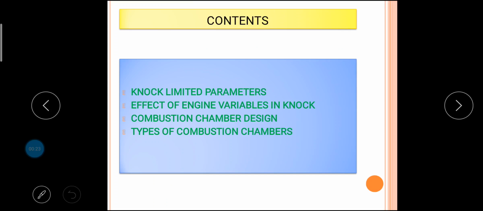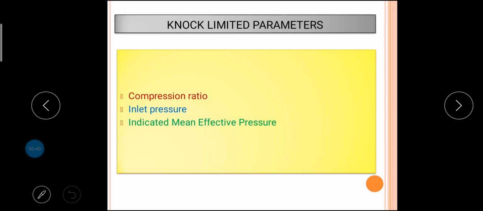These are the main contents: NOC limited parameters, effect of engine variables on NOC, combustion chamber design, and types of combustion chambers. Let's discuss one by one. NOC limited parameters: compression ratio, inlet pressure, and indicated mean effective pressure.